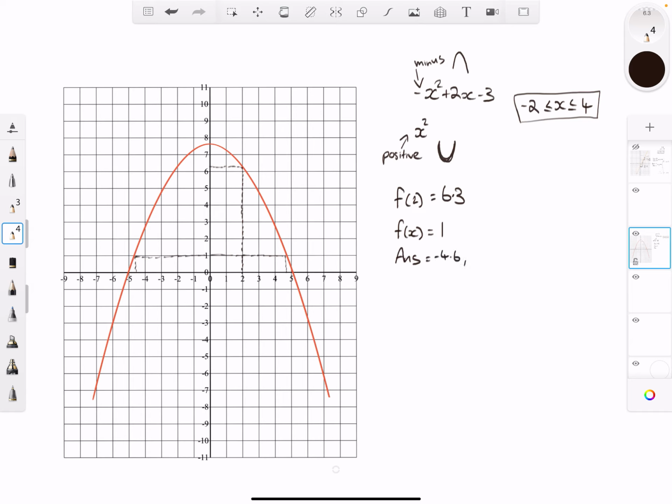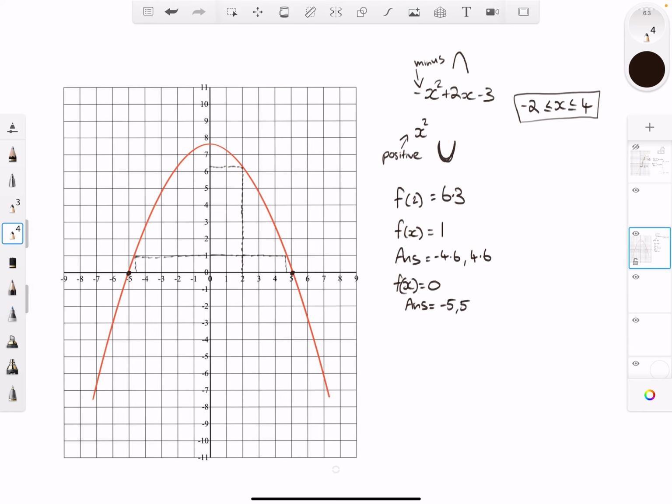And then over here on this side, it seems to be +4.6. So it's going to be just 4.6. So that's our answer if we have f of x equals 1. If we have f of x equals 0, we are looking at where the graph cuts through the x-axis. So for example, f of x equals 0. We're looking here and we're looking here. So it roughly goes through -5 and 5.